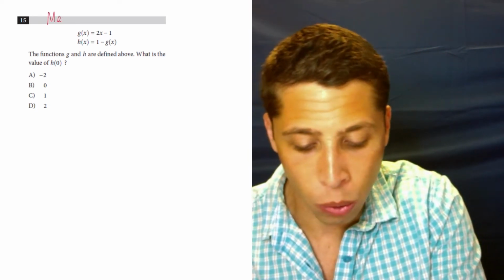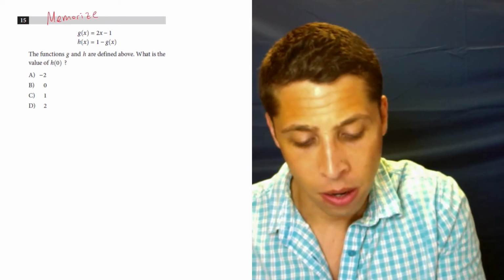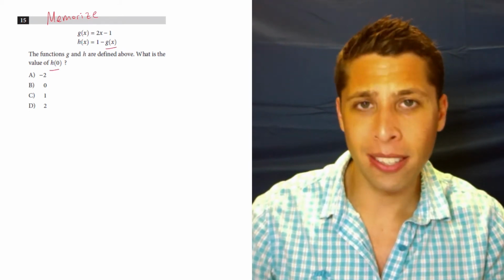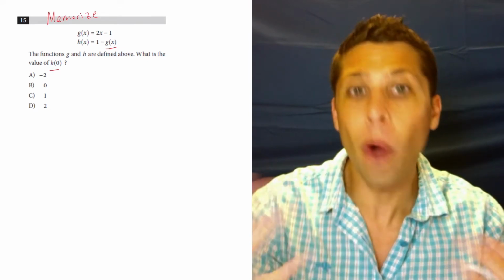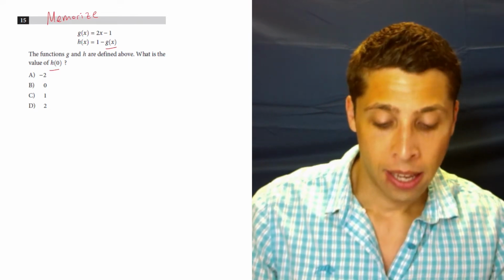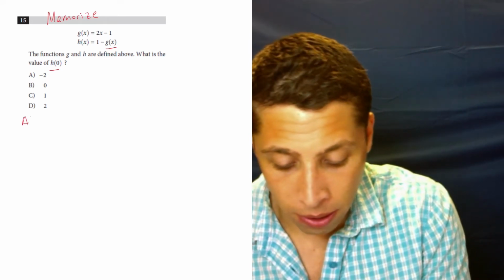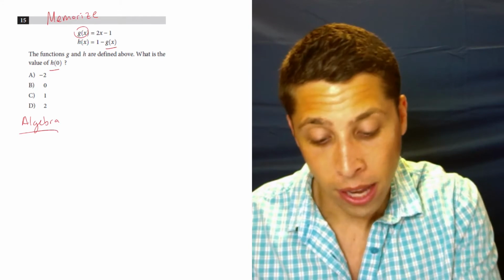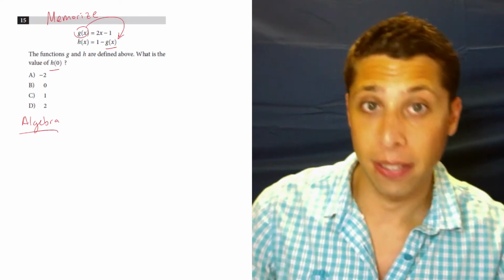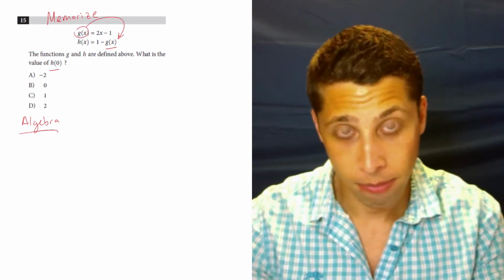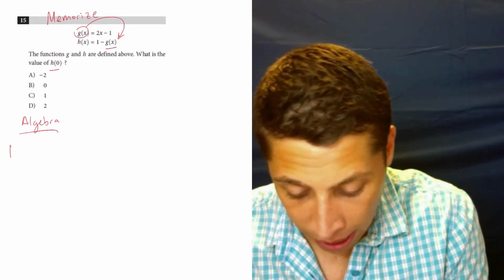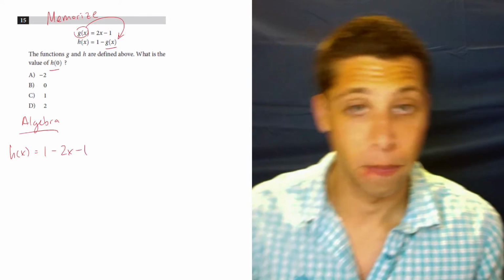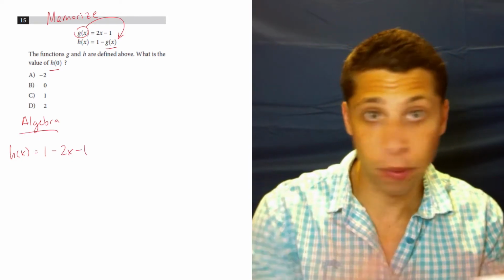We need to know what this even means when we want h of 0 and we've got a g in the thing. So we're going to need to know what they're even asking. So the algebra path, let's put this down here, is going to take the g equation and substitute it in for the g of x here, which is the correct thing to do. We can substitute it in, and so we would have h of x equals 1 minus 2x minus 1. Okay, so we take the g and we put it in.